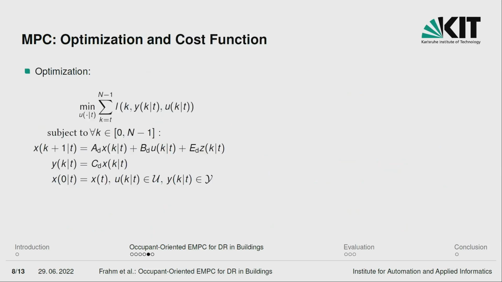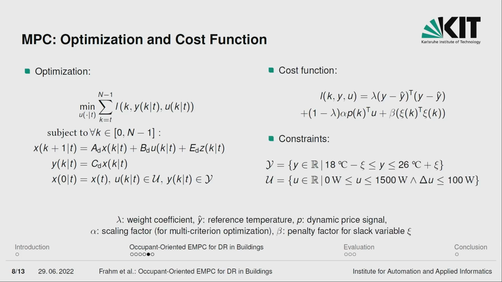We use the state space model in the optimization in a time discrete formulation instead of time continuous as previously. We minimize the cost function L. The function L contains the standard temperature tracking term for the reference temperature and a term for minimizing energy costs, where we have the dynamic energy price signal multiplied by electricity used. Finally, we have a soft constraint temperature term to limit the temperature in a certain range between 18 and 26 degrees.